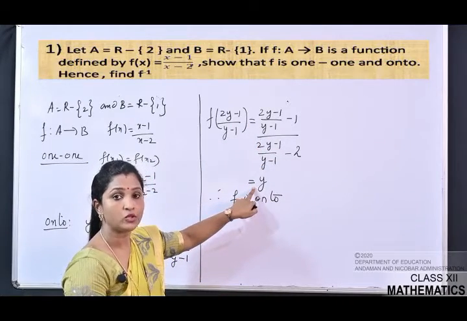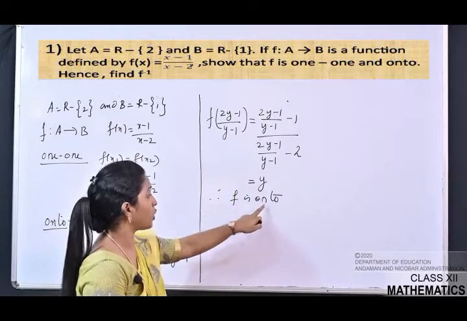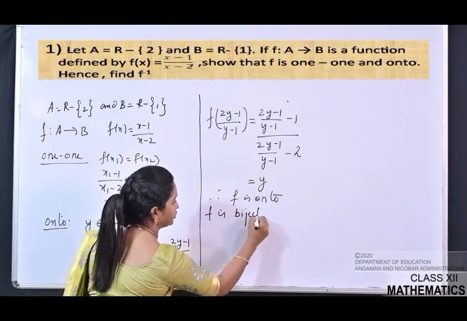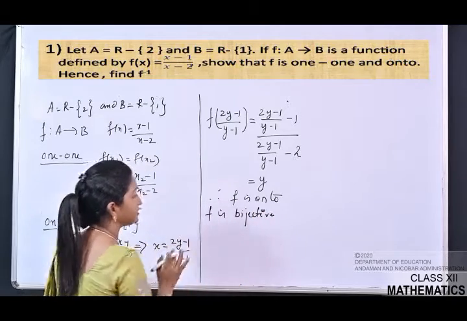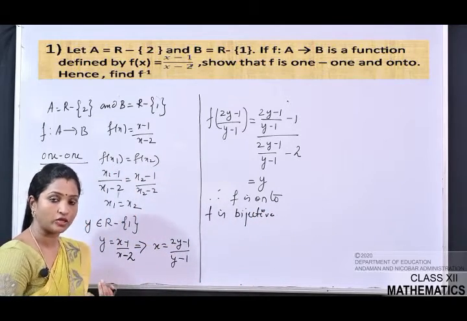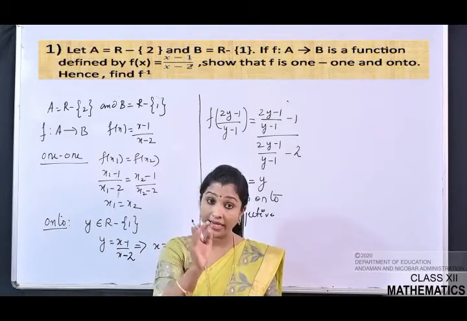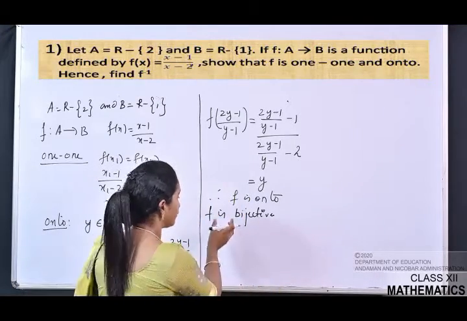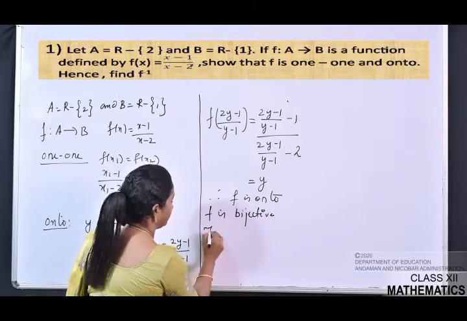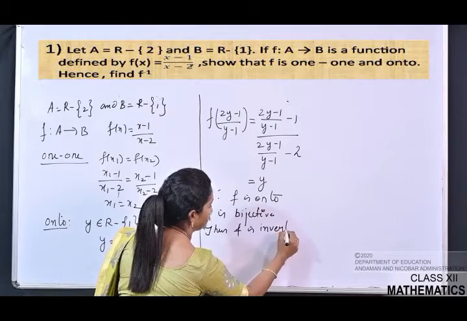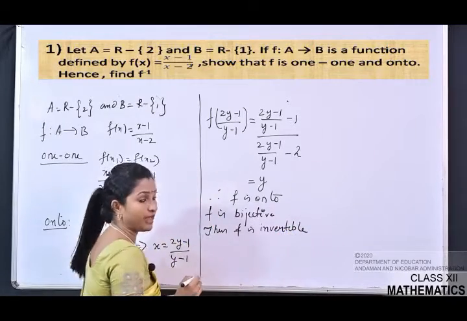That means you have shown that the function is onto. That means what? f is a bijective function. You have proved f is both one-one and onto. f is bijective. The next part is you have to find f inverse. So when f is bijective, thus f is invertible. And what will be f inverse?